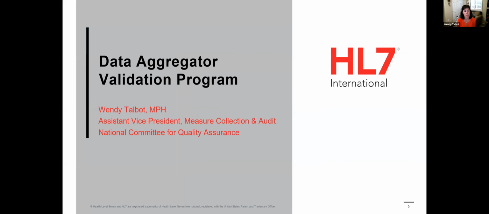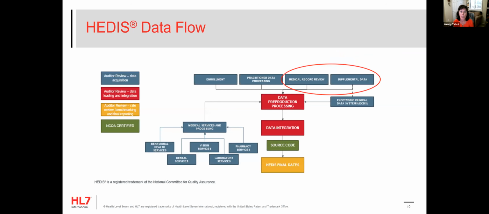Well, good morning. I'm Wendy Talbot. I'm the Assistant Vice President of Measure Collection and Audit at NCQA. I'm happy to be here today to talk a little bit about a data aggregator validation program that NCQA started. I think I talked at the Implementation-A-Thon back in September of 2019. We had really just started the idea of piloting this concept. And what it is doing is taking a look at the use of C-CDA documents for HEDIS quality reporting.